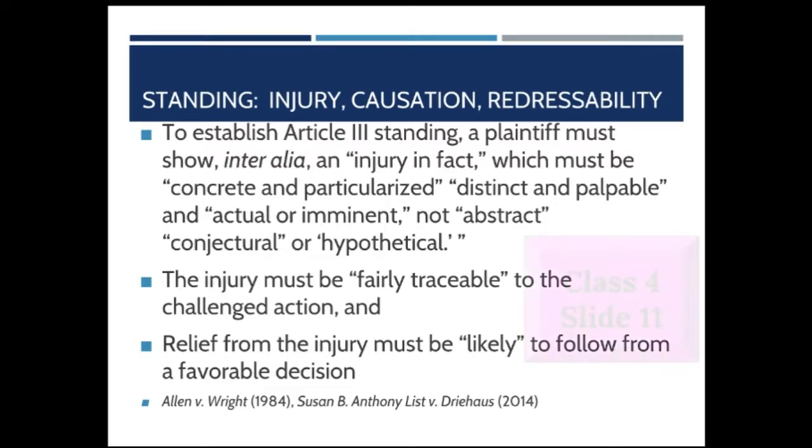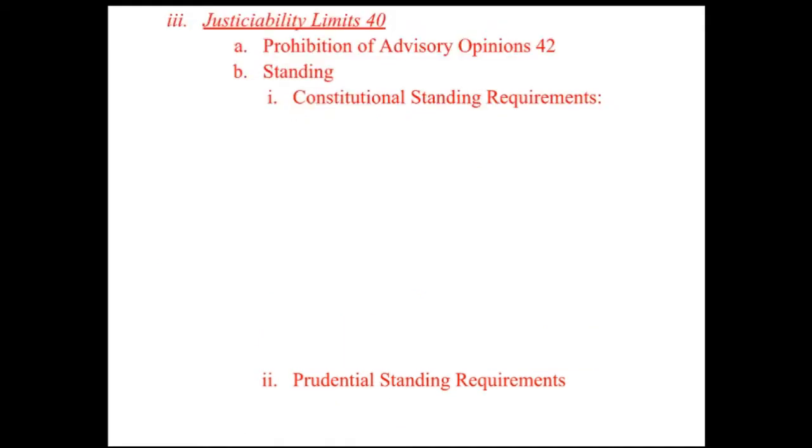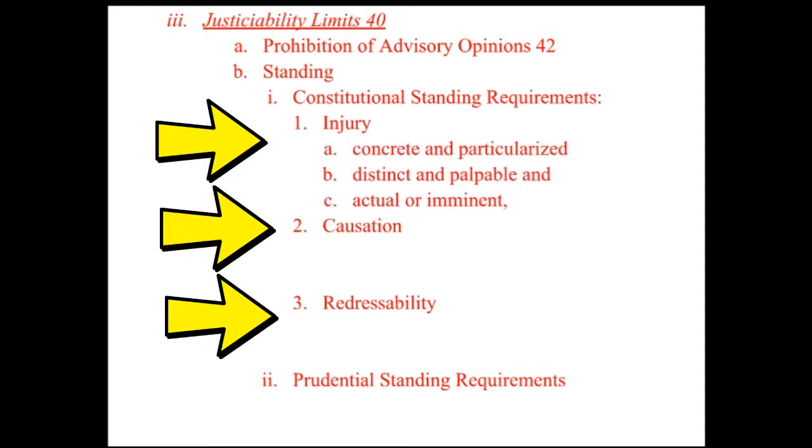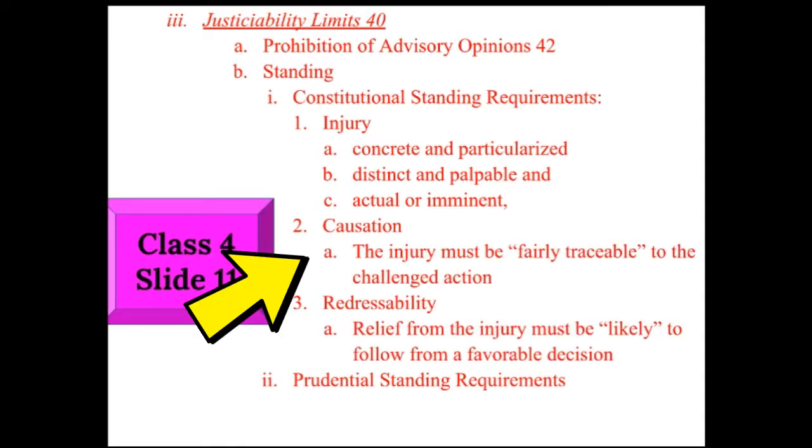That's redressability. So with this information, what we can do is we can just add this to our outline under justiciability limits. So we'll take justiciability limits, look at the standing, separate constitutional standing from prudential standing, and then fill in them with things that we know. We know that constitutional standing has the 3 requirements: injury, causation, and redressability. We know that injury must be concrete and particularized, distinct and palpable, and actual or imminent. And we know the definition of causation: the injury must be fairly traceable to the challenged action. And we understand what redressability is: relief from the injury must be likely to follow from a favorable decision. Now this is from class 4, slide 11. This is where we get this information from, and just added it to our skeleton outline.